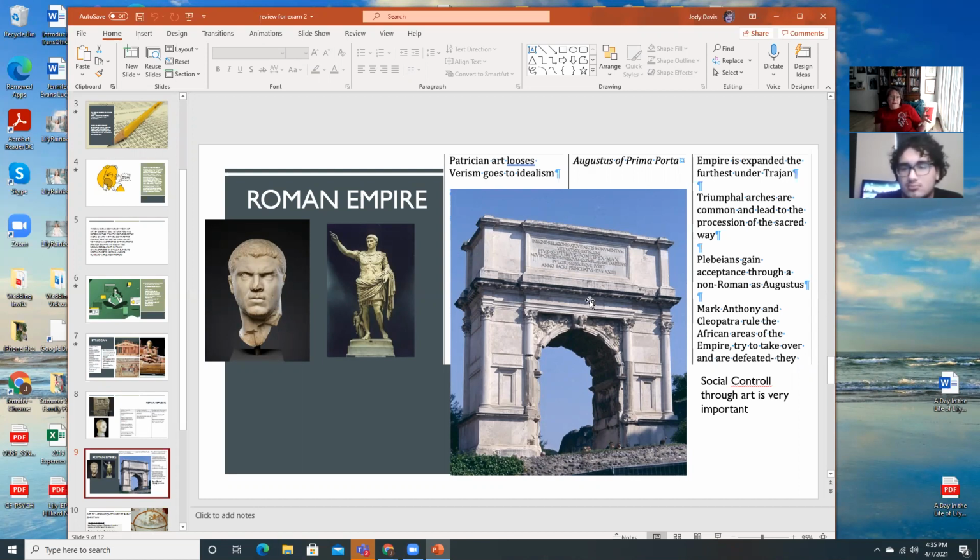When you talk about syncretism, they steal everything that Greece has and make it their own. So that's syncretism all by itself, right? They have this tendency to love everything Greek. Then they become stronger. They start doing sculpture and marble and things like that. And art becomes this social control because they're building things to say, hey, look at my power.